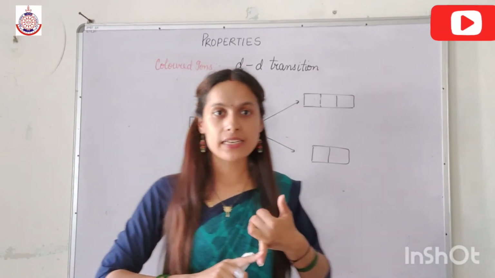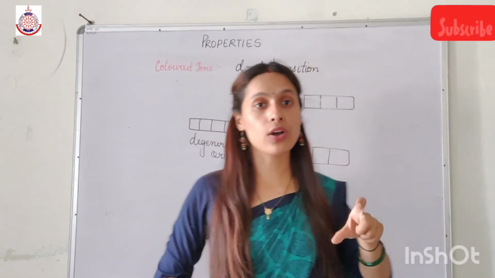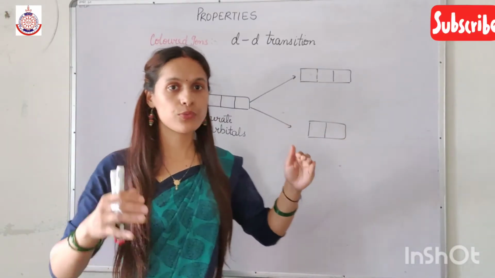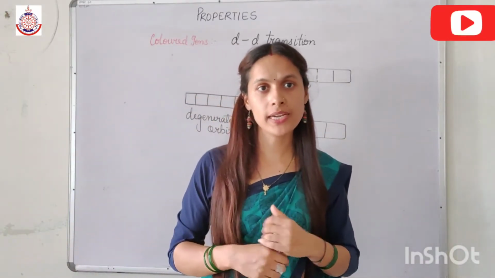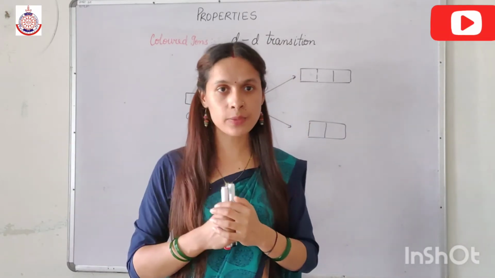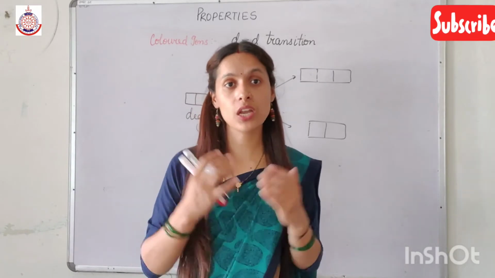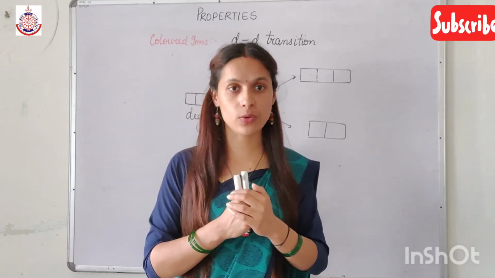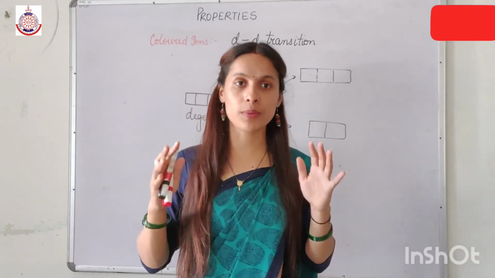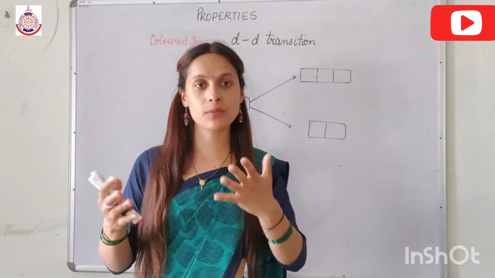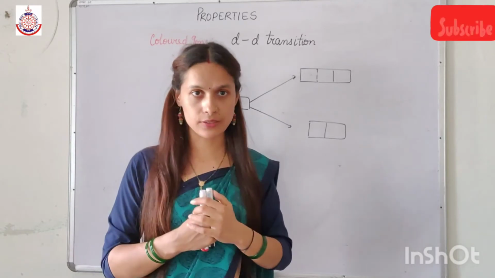Clear? Why the d ions are colorful? Because here dd transition is possible. For dd transition, very less amount of energy is required, which is under the visible region. But for ss transition or pp transition, sp transition, a very large amount of energy is required, which does not come under the visible region. That's why these ions are colorful and the ions of s and p block are colorless.